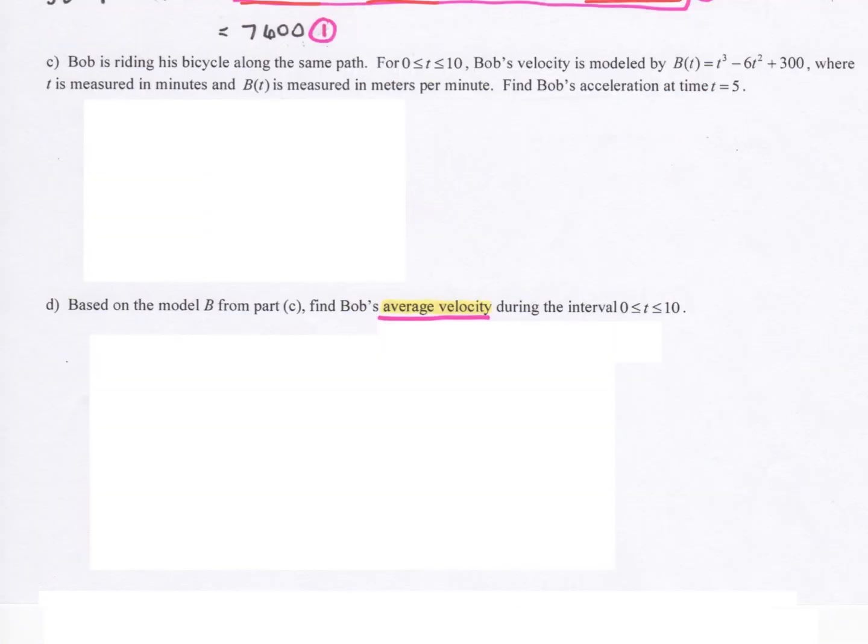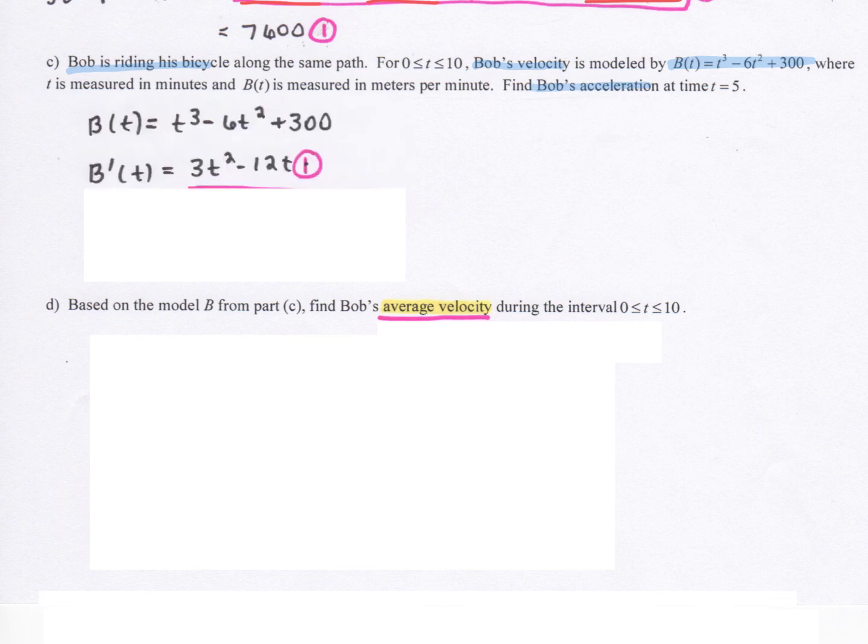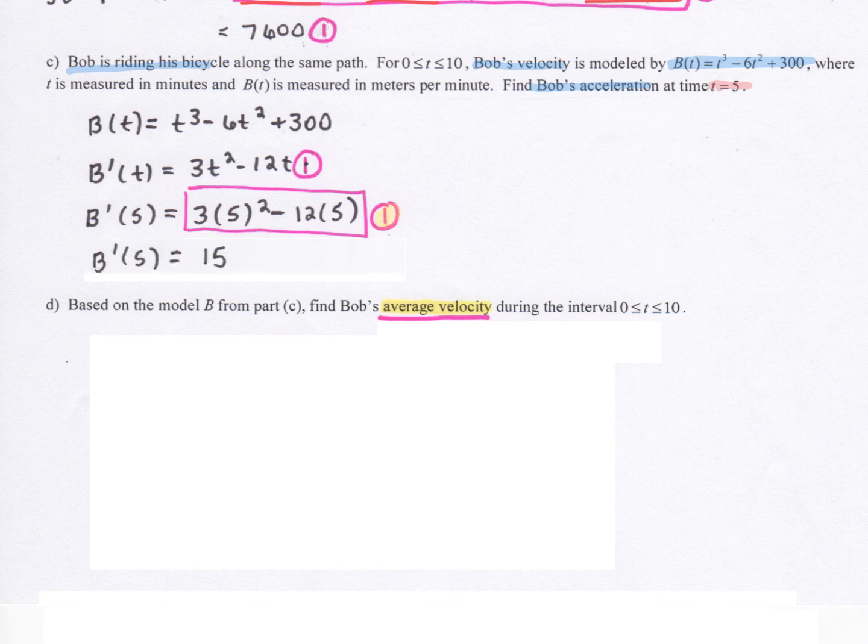In part C, we have Bob riding his bike, and Bob's velocity is given by this function b of t. And we're asked to find Bob's acceleration. And what we know is that acceleration is the derivative of velocity. And a simple power rule will give me that derivative, which is worth 1 point. I'm then asked to find that acceleration at t equals 5. So then I just take my 5 and I plug it into my b prime function. There is no requirement to simplify this, so simply just changing the t's into 5s is going to earn this answer point. If you choose to simplify and get it down to the final answer of 15, you may do that, but you don't have to.